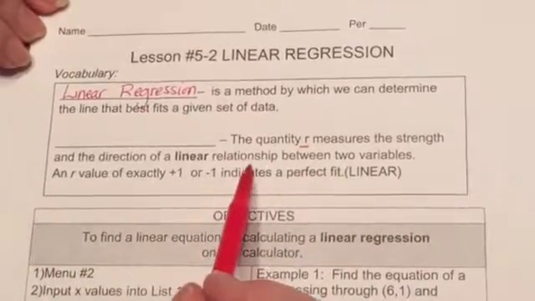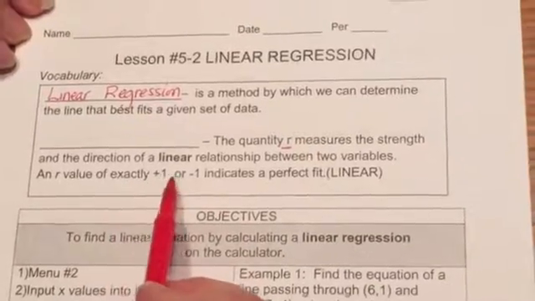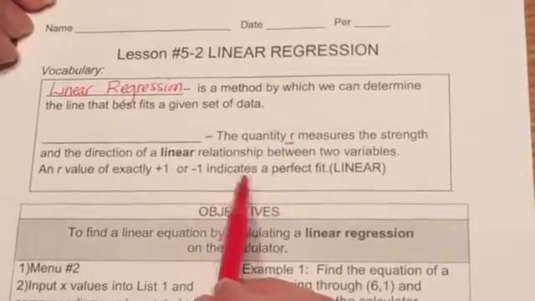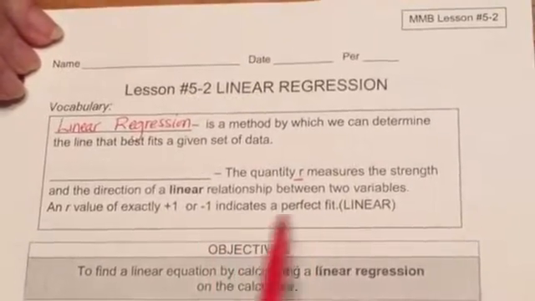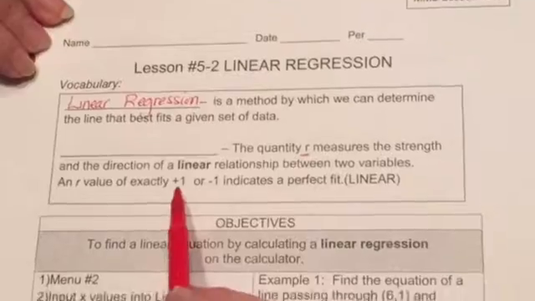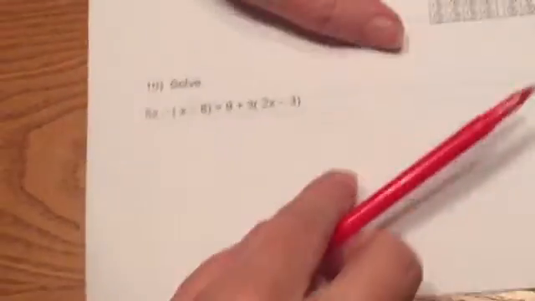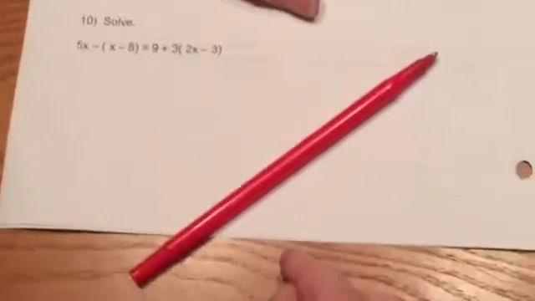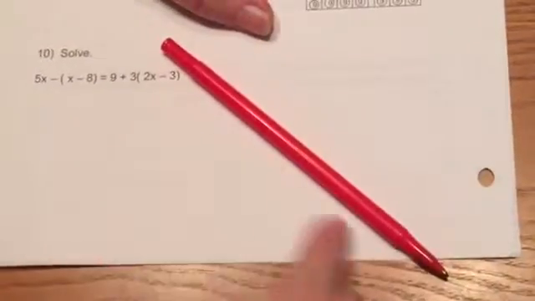And mostly what we're going to find with this lesson are R values that are going to be exactly 1 or -1, which indicate a perfect fit, that something is perfectly linear. They're going to line up in a perfect line. Now, if it's positive, the line will go up if we have a positive correlation. If it's negative, the line will go down. So let's take a look.